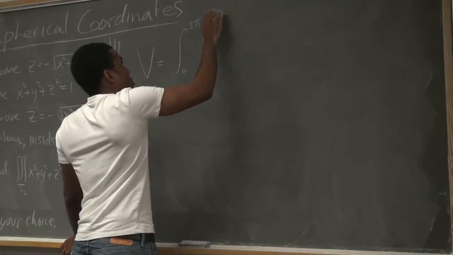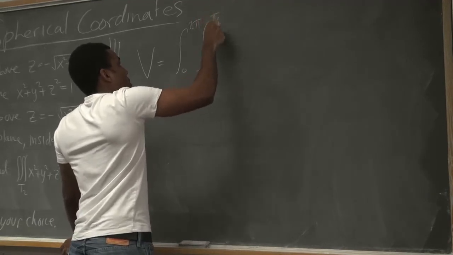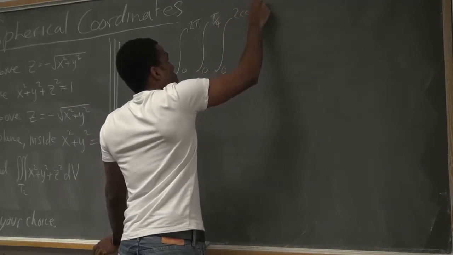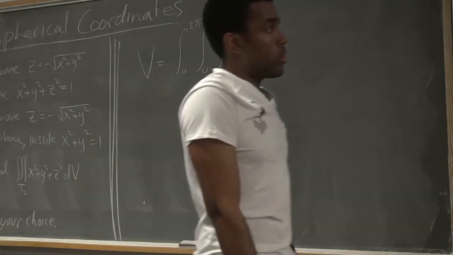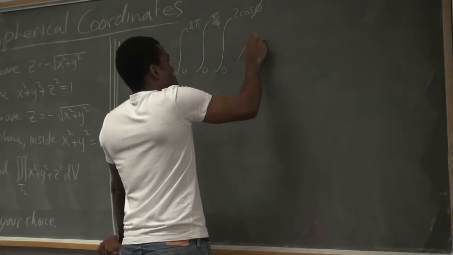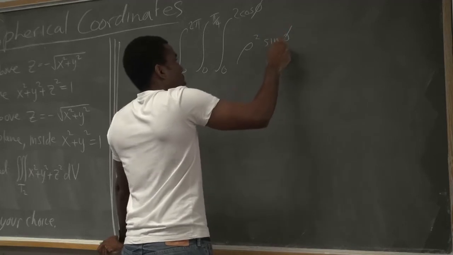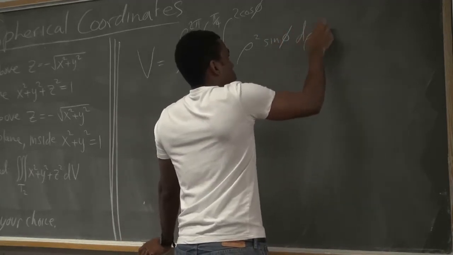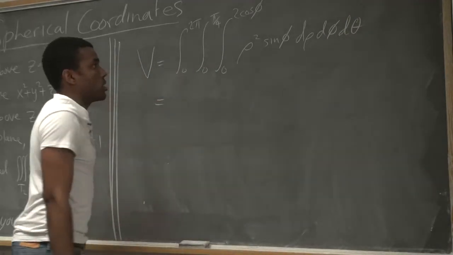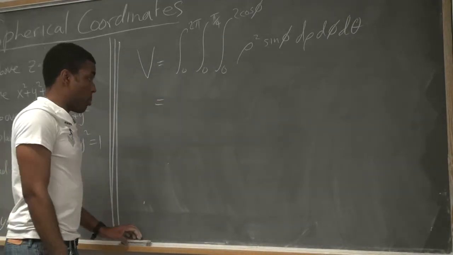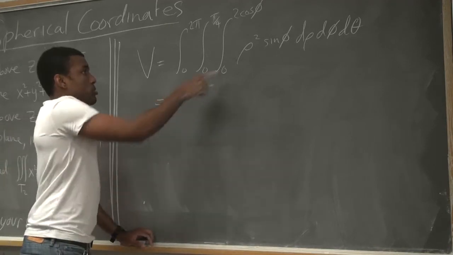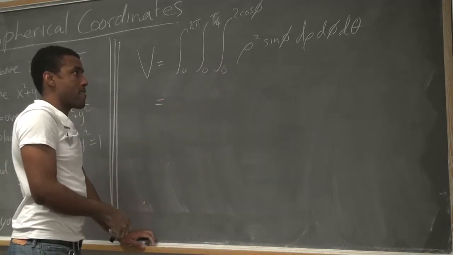0 to the power of 4. So it goes from 0 to 2 cosine phi. 1, our dv, though, would be rho squared sine phi. Okay, how do I do that one? Integrate with respect to rho first, what do I get?